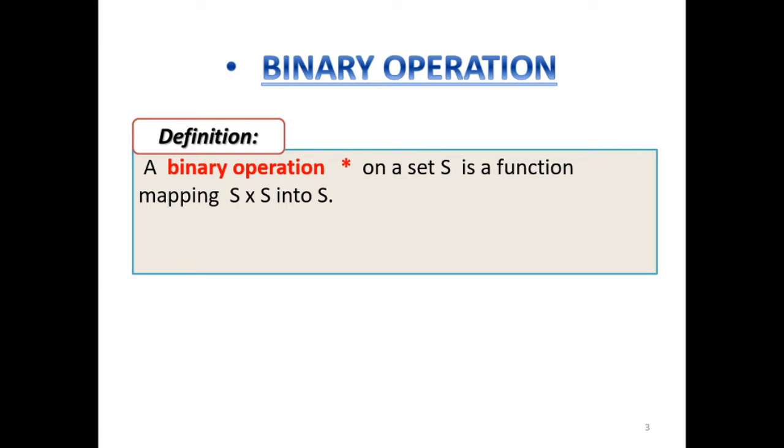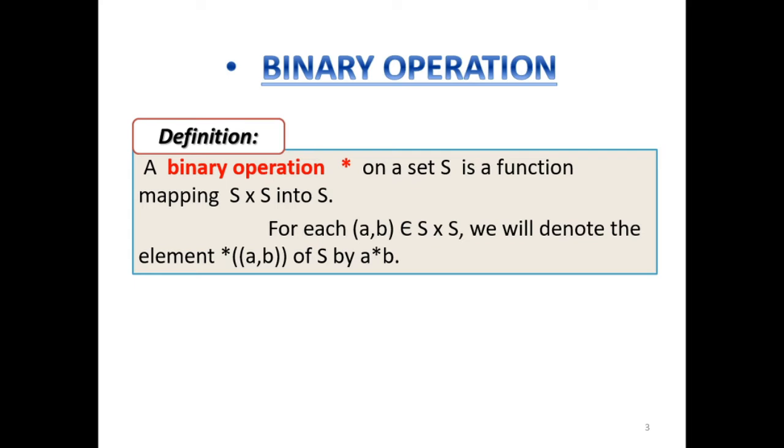An example, if we take two elements from Z, that is 2 and 3, then the ordered pair (2, 3) is an element of Z cross Z. Then plus of (2, 3), that is addition of 2 and 3, that is 2 plus 3, that is 5, is again an element of Z. So addition is a binary operation. If we take any two elements, the sum of those two elements belongs to the same set Z. So addition is a binary operation.